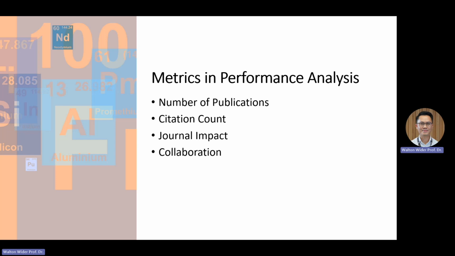So if we found a high citation count, it suggests that the work has been cited or critically referenced in that particular field. The third one is the journal impact. This refers to the impact factor of journals where the research is published.